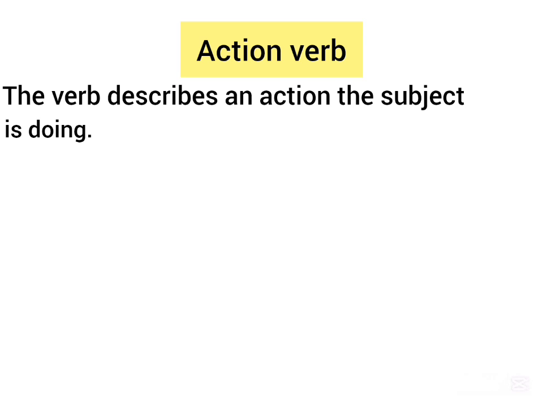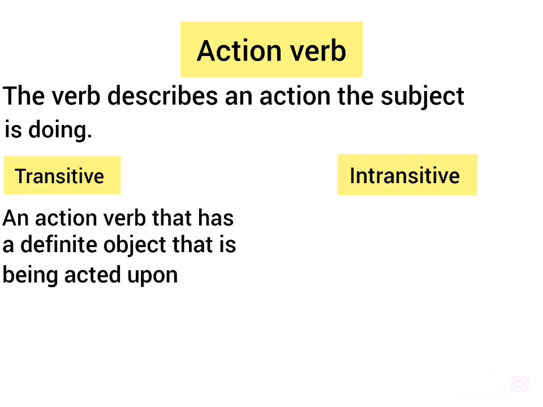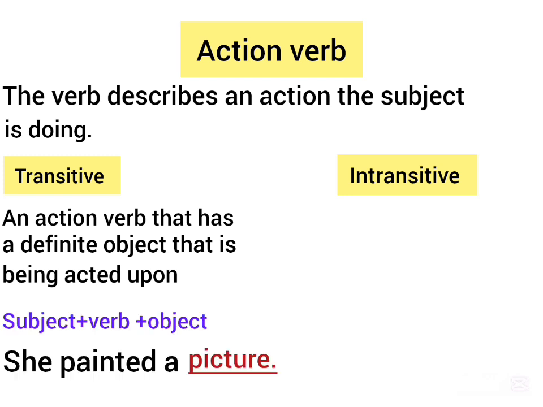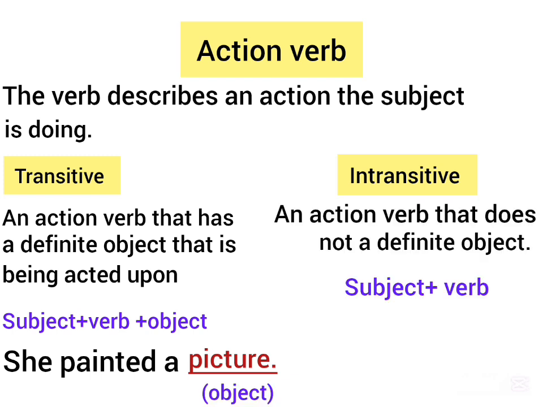Action verb. The verb describes an action the subject is doing. These verbs could be transitive or intransitive verbs. Transitive verb: an action verb that has a definite object that is being acted upon. For example, she painted a picture. Intransitive verb: an action verb that doesn't have a definite object. For example, she is running.